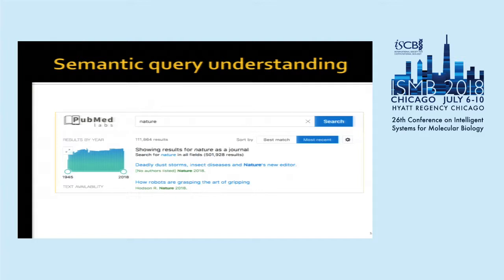But if you interpret nature as the journal title, here we would have about 100,000 results. But if you do a search on just the general word, you would have 500,000 results. So that's the difference between the two searches, even though you're entering the same query. Here we do that for journal titles, and we do that for some of the author names as well. These are some of the semantic query understanding efforts that we are putting into the new Labs system.